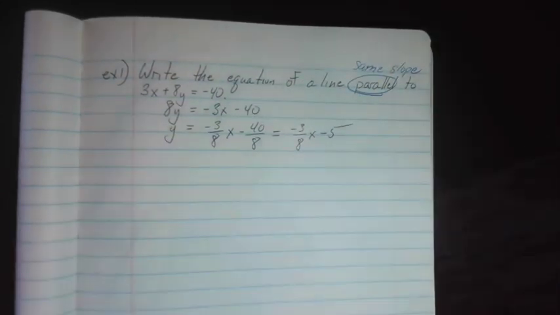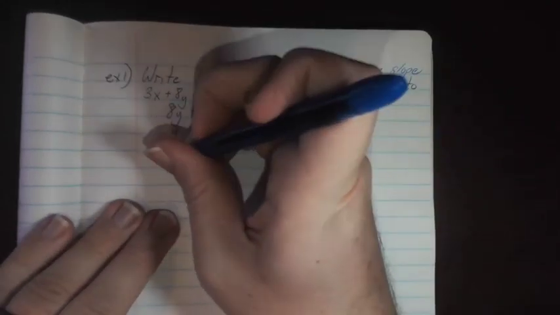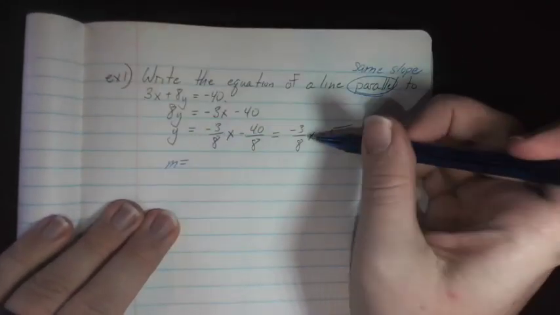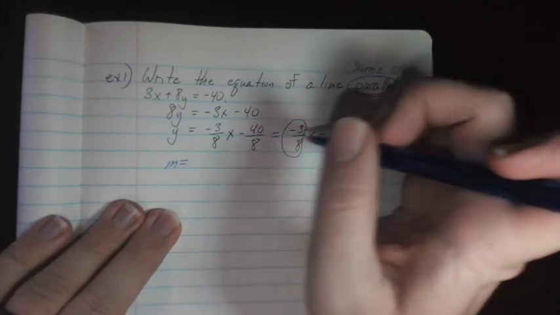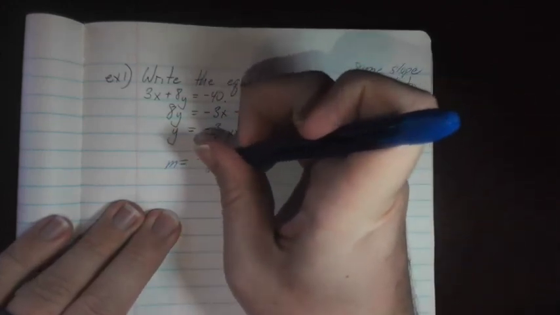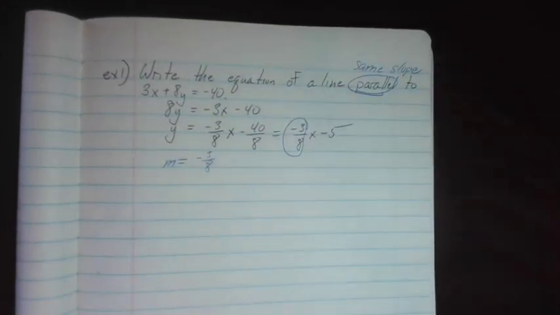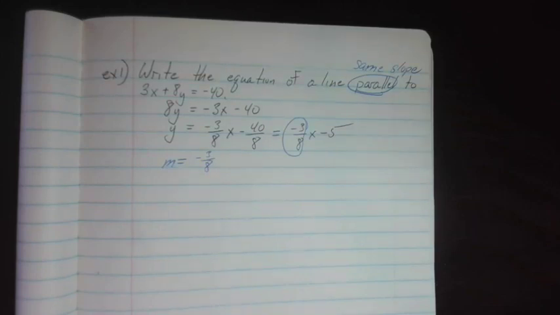So, my slope, my m here, is whatever value is next to x. So negative 3 over 8. I can make an equation parallel to my original equation by just including that slope. It doesn't matter what the y-intercept is. So long as it has that slope, it's going to be parallel to my original equation.